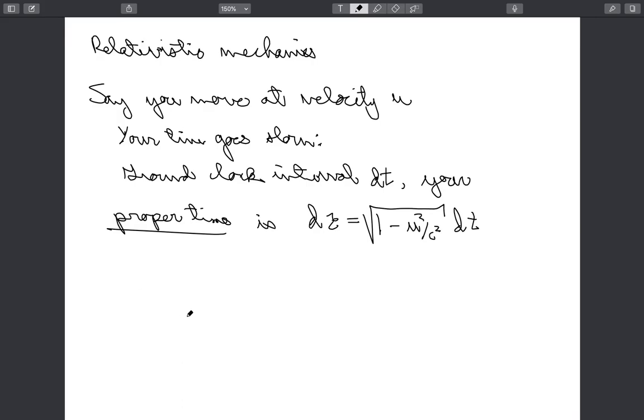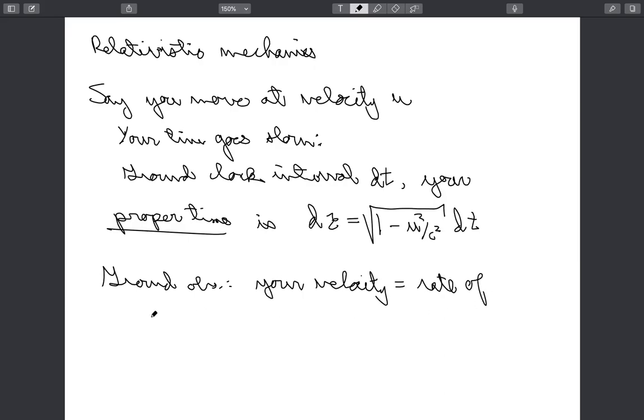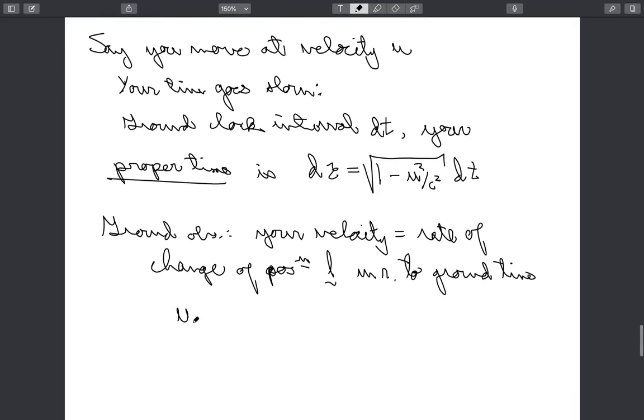Now, for an observer on the ground, your velocity is by definition the rate of change of your position, which we'll denote as L vector, with respect to ground time. Okay, so there would be your velocity u, now with a direction, that would be measured by measuring a differential of your position with respect to a differential time on the ground clock. Okay, and this is called the ordinary velocity.